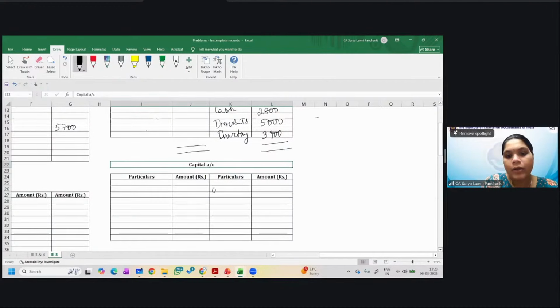Now the capital account has an opening balance of how much? 29,100. Then the closing balance. Then you will have additional capital, drawings, and then you will have net profit.